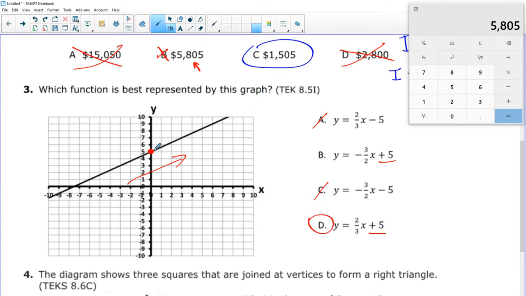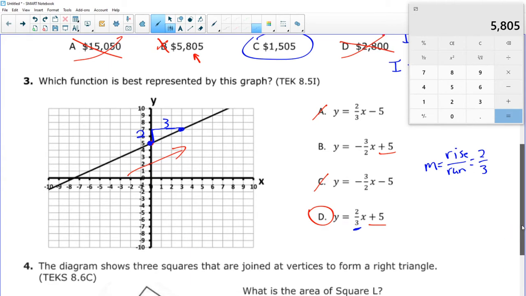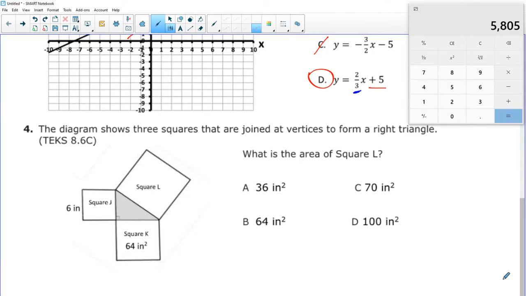But because we're showing our work here, to find slope, we pick 2 points. We already have our y-intercept as 1, and then we have this point here. Then we look at the rise and the run: m equals rise over run, which in this case is 2 over 3. And there again is our 2/3. Not too bad. I heard y'all did pretty well on that question, so that's good. All right, number 4. The diagram shows 3 squares joined at vertices to form a right triangle.